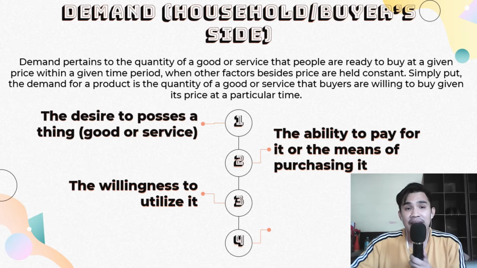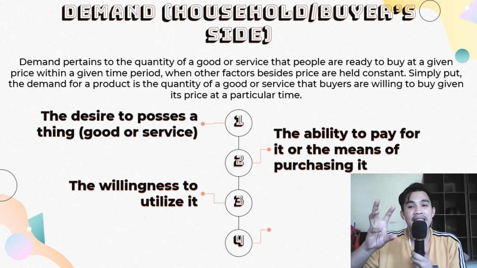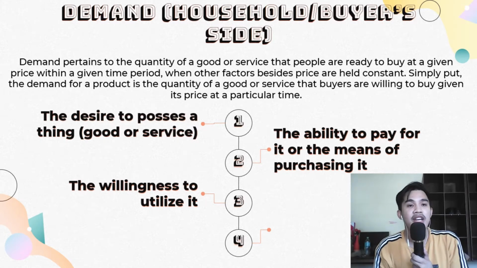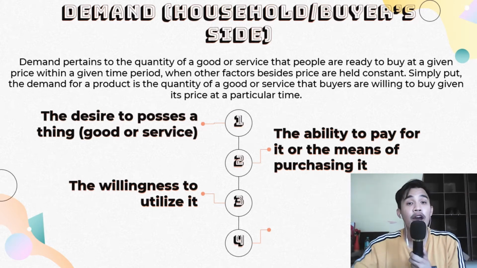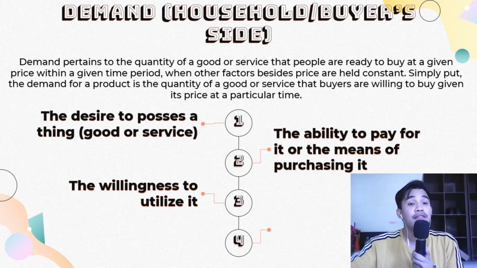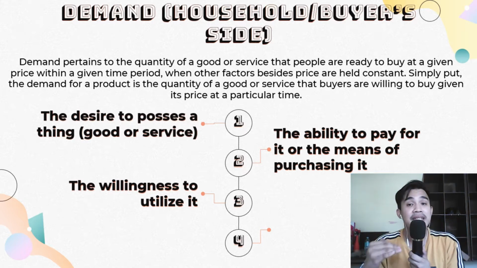Let's talk about demand. Demand is on the side of the household or the buyer side, that is, the consumers. Demand pertains to the quantity of a good or service that people are ready to buy at a given price within a given time period when other factors besides price are held constant. Simply put, the demand for a product is the quantity of a good or service that buyers are willing to buy given its price at a particular time.